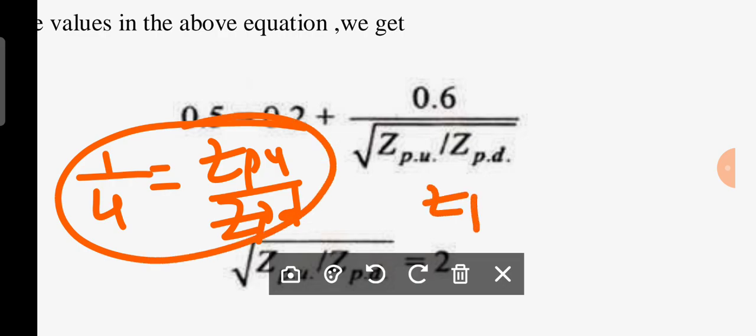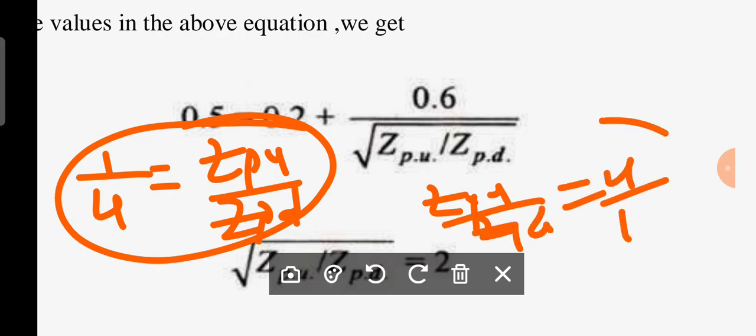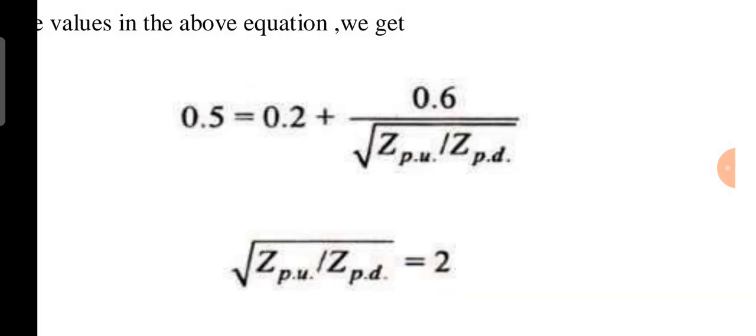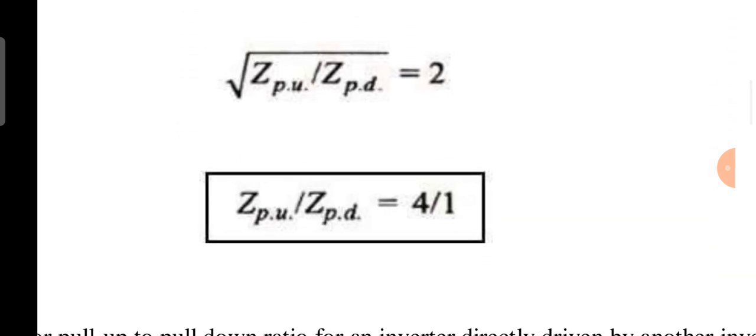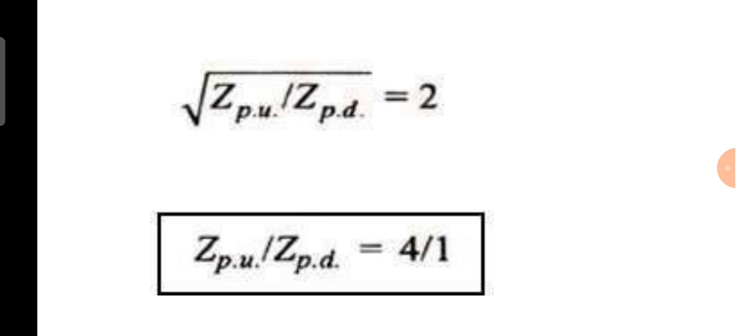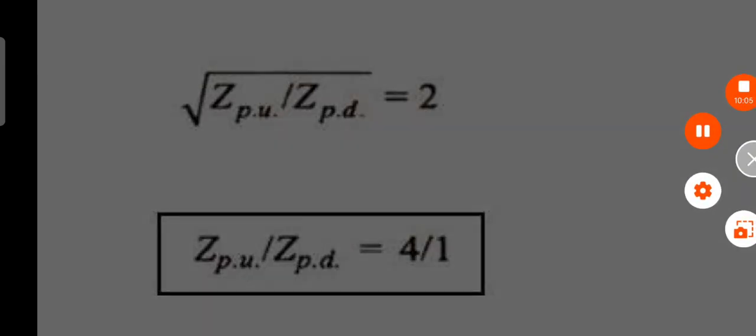I hope you are clear. ZPU by ZPD is equal to 4 upon 1. I hope you are clear. That is a very important thing you have to talk about. Is it clear, all of you? Then finally it is concluded that ZPU upon ZPD is equal to 4 by 1. What is the meaning of that? Can anybody try to tell? Just think for a while and imagine and try to tell what is the meaning of that.